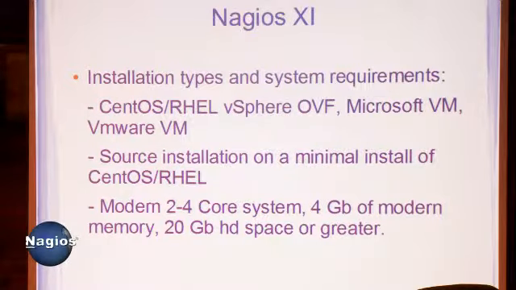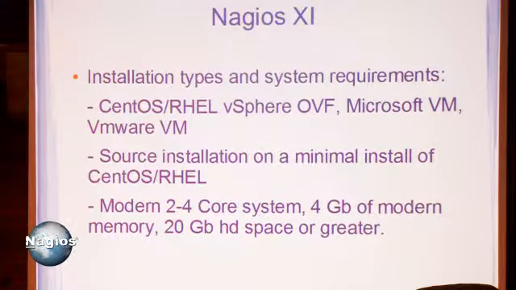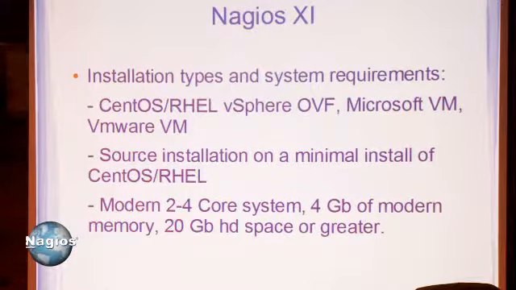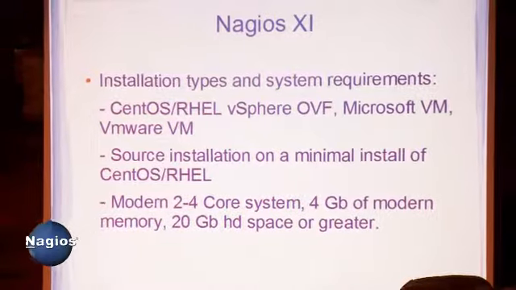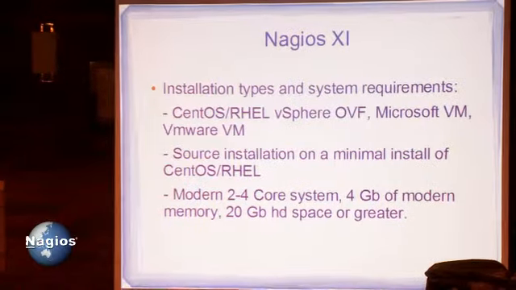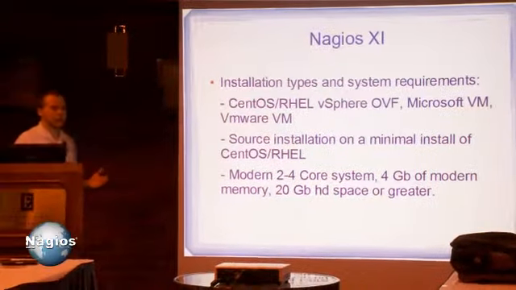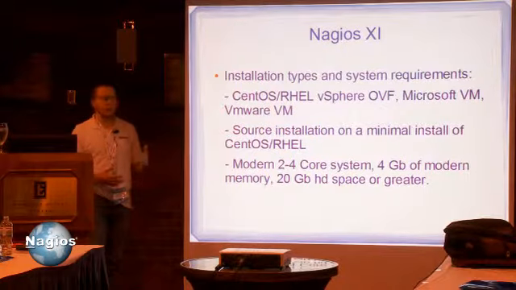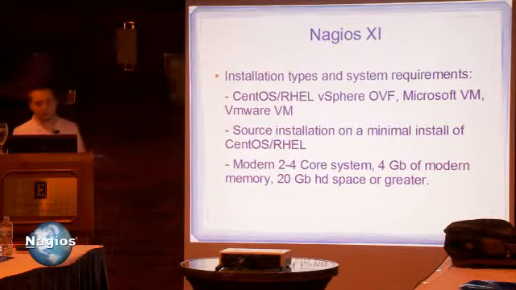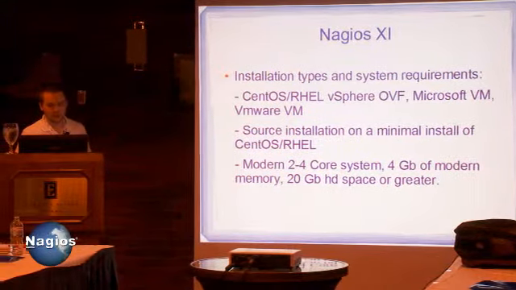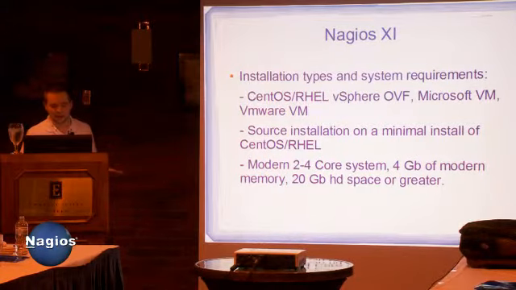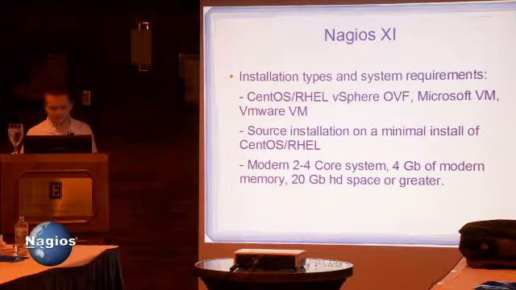So with Nagios XI, much like Core, you can install on any CentOS RHEL system. We recommend 5.7 or more recent versions. You can also use a vSphere OVF format for those installations, Microsoft VMs and VMware VMs. You can also install it by source if you've got a bare metal server that you already have provisioned out for your monitoring solution. You can install Nagios XI by source that way as well. And we have the same basic system requirements down below there.